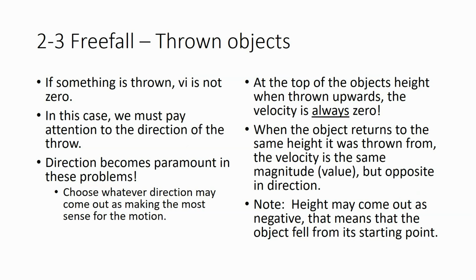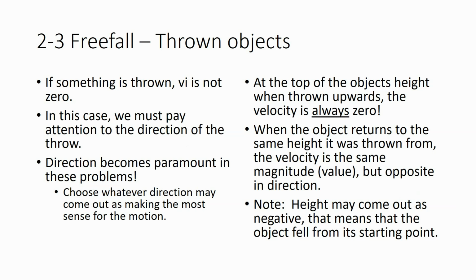Now, if an object is thrown, either thrown upwards or thrown downwards, the initial velocity is not 0. Here's where direction becomes very important. We want to choose whichever direction makes the most sense for the motion. For instance, if we throw an object upwards, it may still be easier to say downwards is the positive direction because the object is going to rise and then eventually fall. This is very situationally dependent. I unfortunately cannot give you a hard and fast answer as to when is the best time to make down positive or to make down negative. It really depends on the question, and you must be consistent.